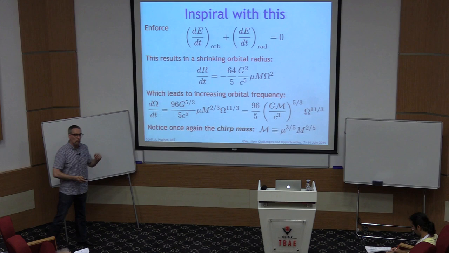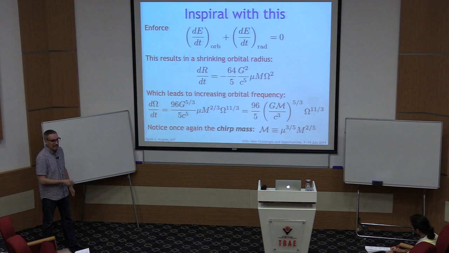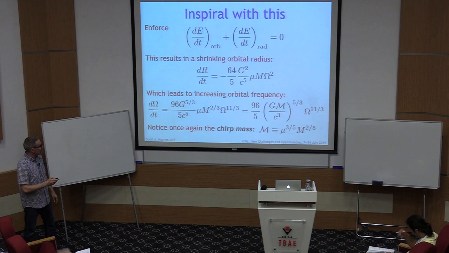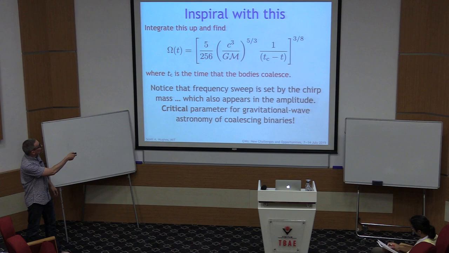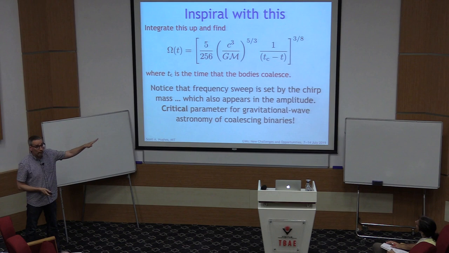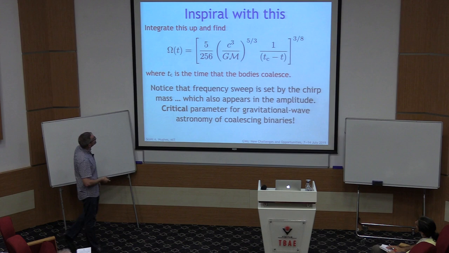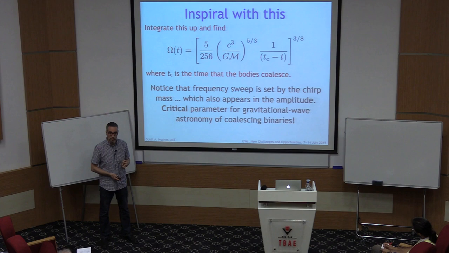And notice, when you take a mass and you multiply by G and divide by c cubed, it becomes a time. So you often see this called a chirp time that characterizes the system. So if you integrate up this d omega dt, you get a simple law that characterizes the way in which the orbital frequency of the system behaves as a function of time. This is the leading order solution describing the evolution of a binary in general relativity due to gravitational wave emission.